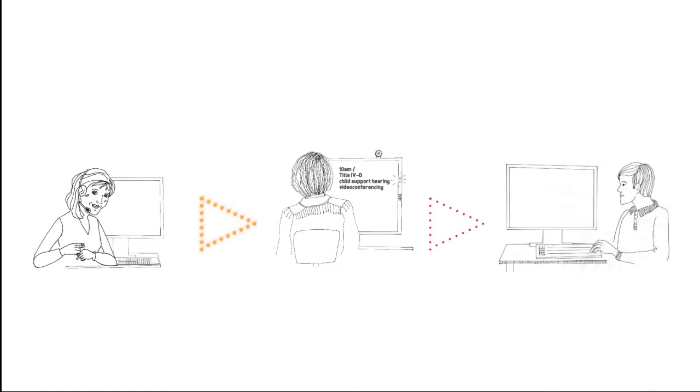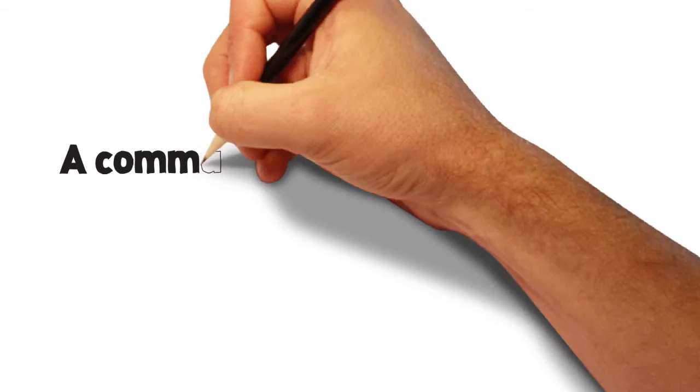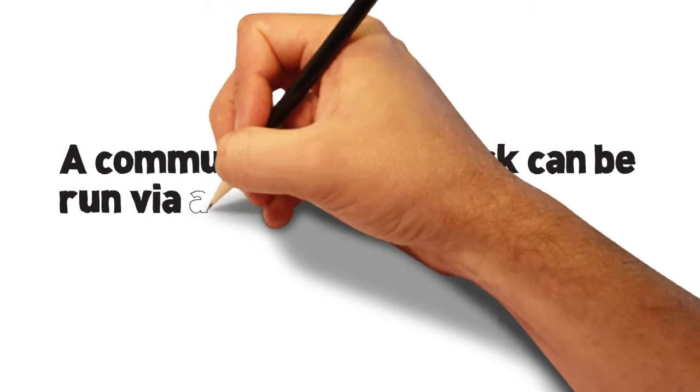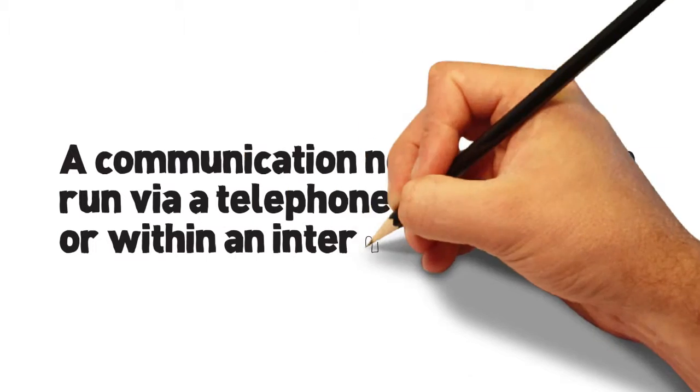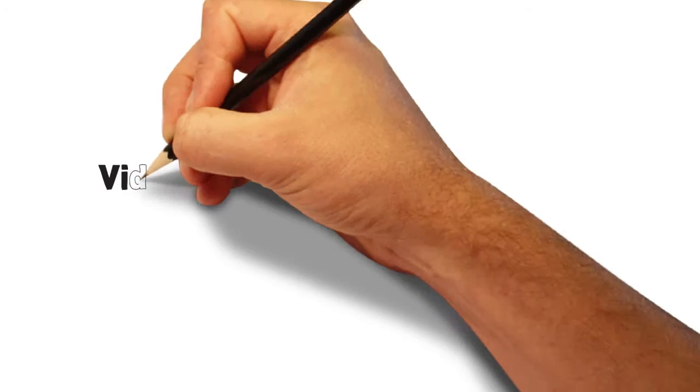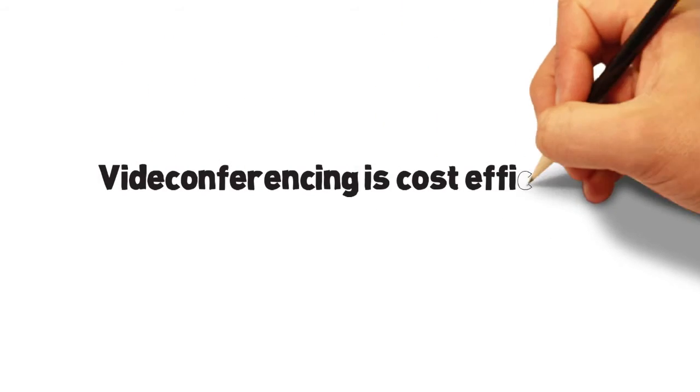The synchronized connection between the courtroom and the two remote sites that allows transmission of synchronized audio and video is called a communication network. A communication network can be run via a telephone system or within an internet connection. Video conferencing is cost-efficient, easy, and green.